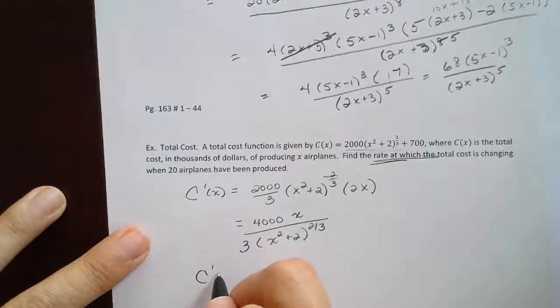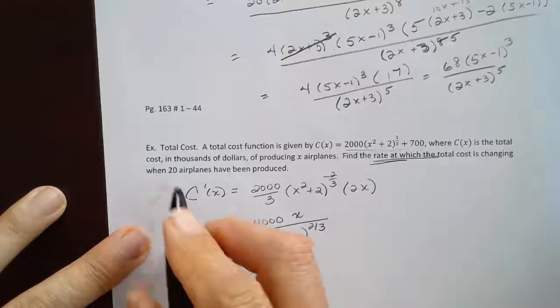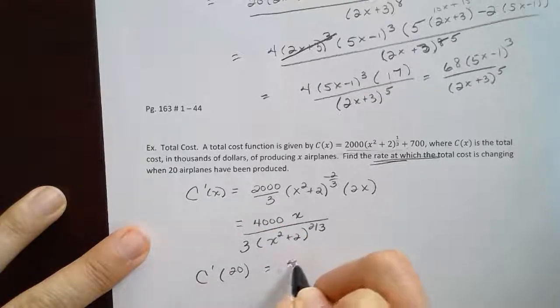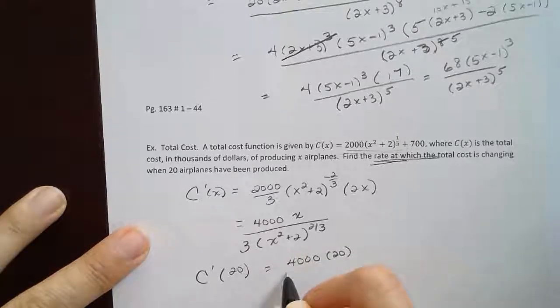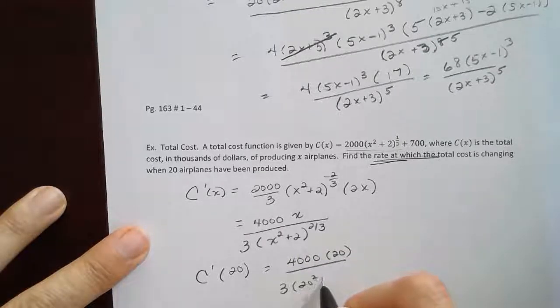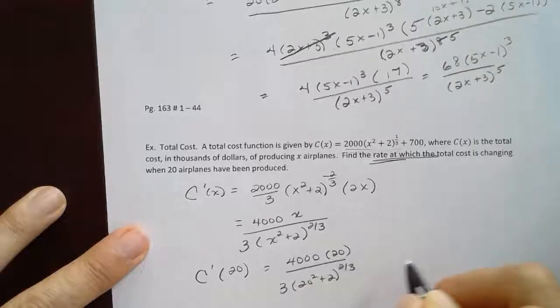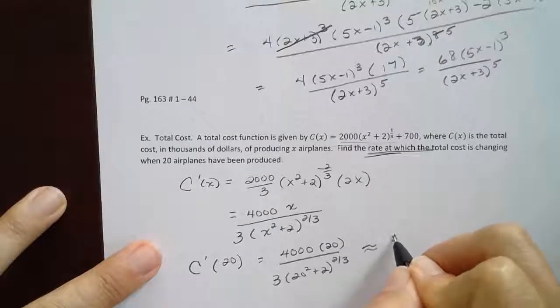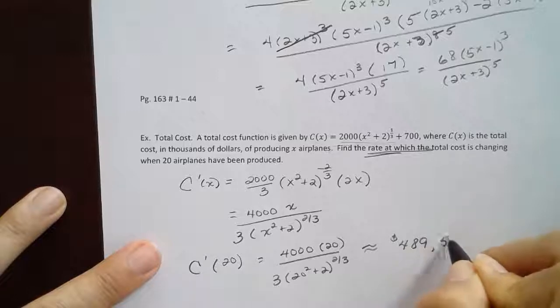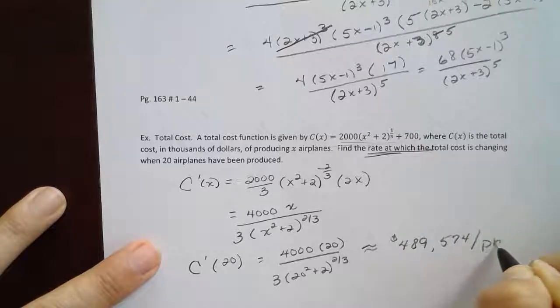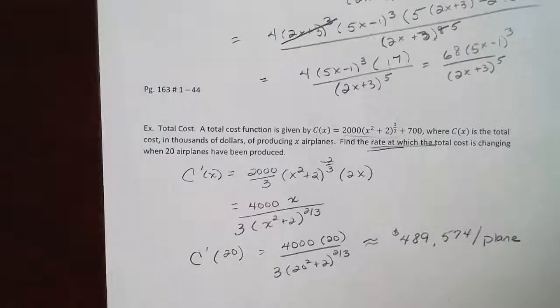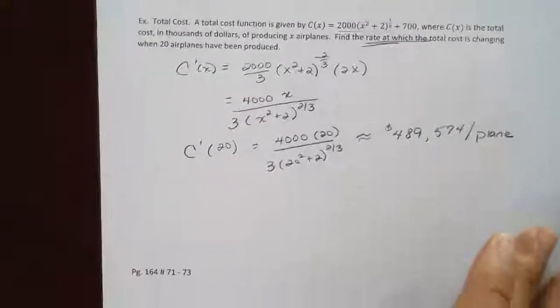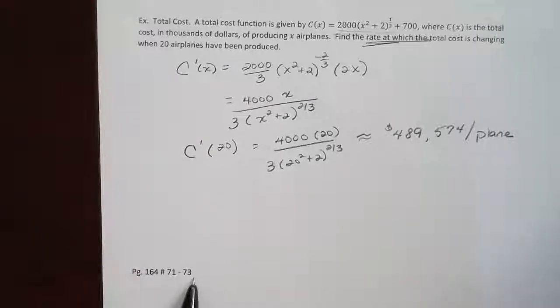We need to evaluate this for how many airplanes? 20 airplanes. So it's going to be 4,000 times 20 over 3 times 20 squared plus 2 to the 2/3 power. And when you put this into your calculator, it should come up with $489,574 per plane. So the rate of change, the total cost, is increasing by nearly $500,000 per plane at 20 planes. Okay, problems like this can be found on page 164, numbers 71 through 73.